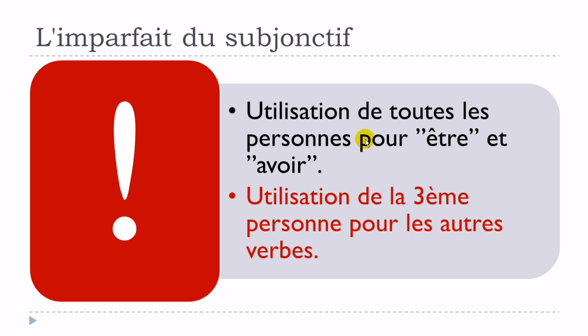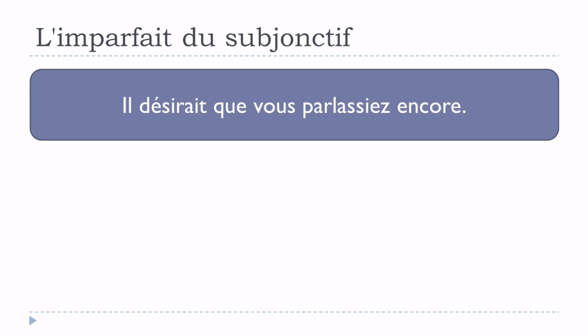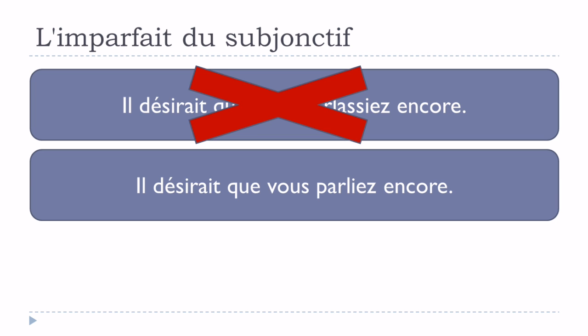So remember, as we saw, utilisation de toutes les personnes pour être ou avoir, and then for the other verbs, we will only use this third person from the singular or the plural. Okay, so let's see now. Il désirait que vous parlassiez encore. So basically it's correct. It's il désirait que vous parlassiez encore. But then we don't use that. Okay, it's too heavy now.